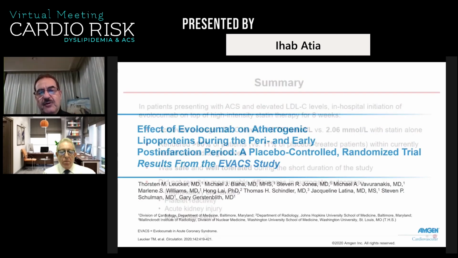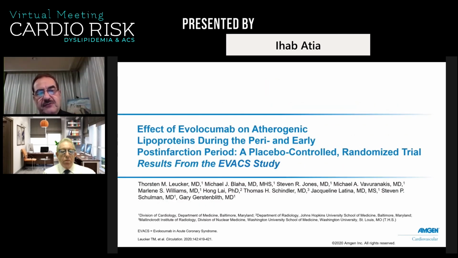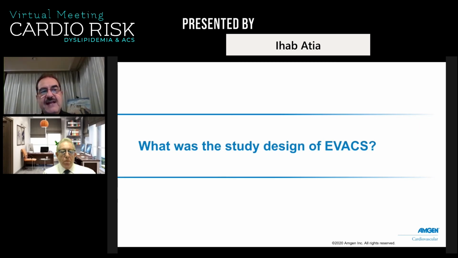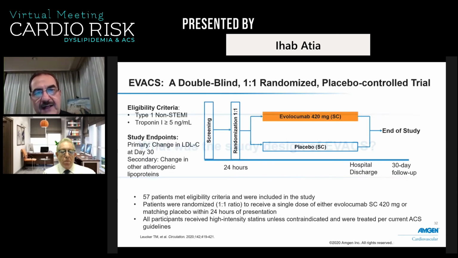The next study I'm going to share with you today is the EVAX study. These are results from the EVAX study. Again, it's a placebo-controlled randomized trial looking at the effect of evolocumab on atherogenic lipoproteins during the peri and early post-infarction period. The design of EVAX was a double-blind, one-to-one randomized placebo-controlled trial. These patients had a type 1 non-STEMI with a troponin I of 5 nanogram per milliliter or higher.